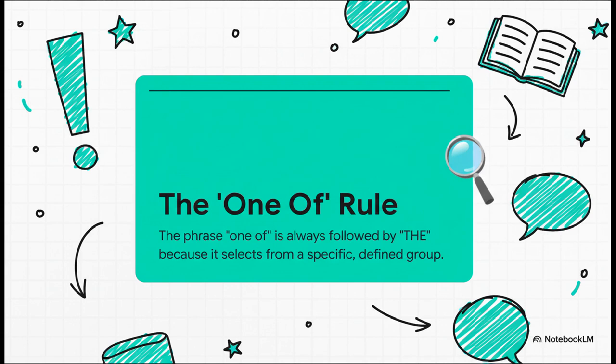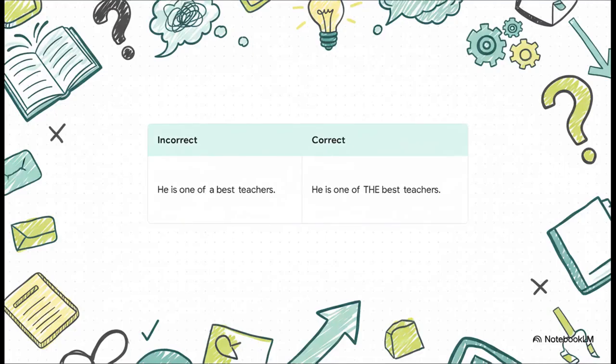But, and this is a big but, here's a crucial exception that is a total classic on exams. Whenever you use the phrase one of, you are, by definition, picking one person or thing out of a very specific, known group. And that specificity demands the definite article, the. I mean, think about it. You can't be one of best teachers, because that implies just any random group. You are one of the best teachers, that specific elite group we all know about. So rule of thumb, one of is always followed by the.